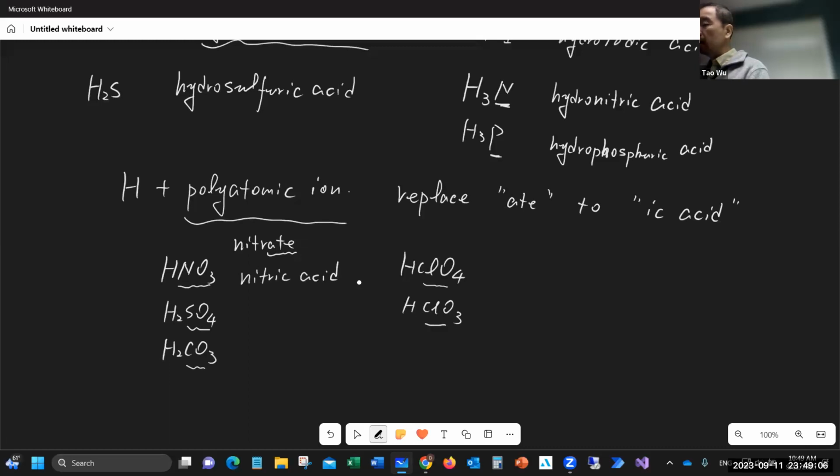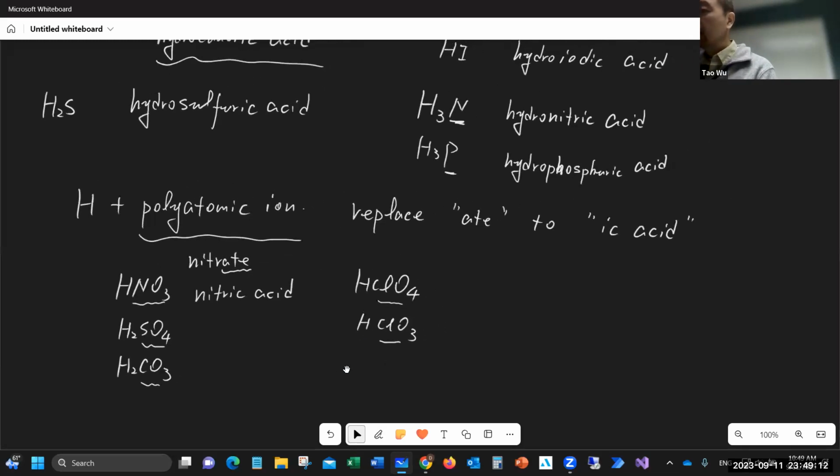This is called nitric acid. So that's why I strongly recommend, and here I already said, what is this called? HN, it's called hydronitric acid. What is this called? Nitric acid. So you can tell the difference, okay?